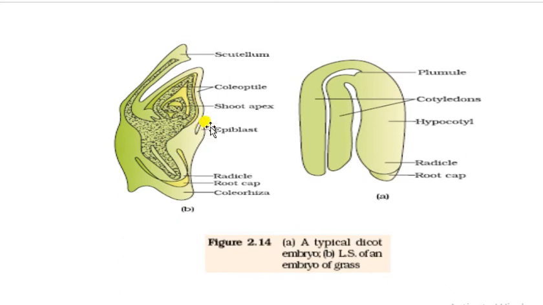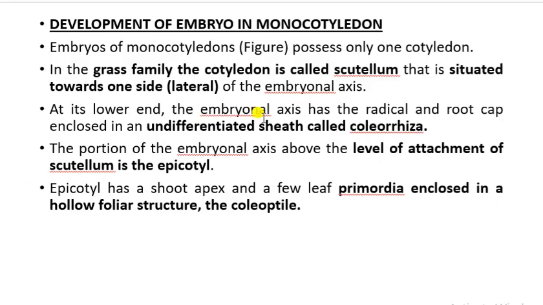On the other side, we can see that there is an epiblast. This epiblast is basically considered the second cotyledon present in monocots, but it is not developed. As a result, this cotyledon remains undeveloped. That's why it is also known as the second cotyledon which has not developed, and the scutellum is the cotyledon which has developed. So in monocots, only the scutellum will develop. As a result, only one cotyledon has been developed.